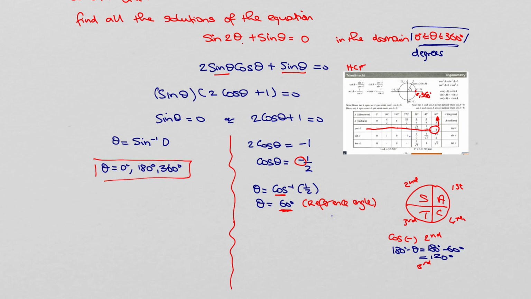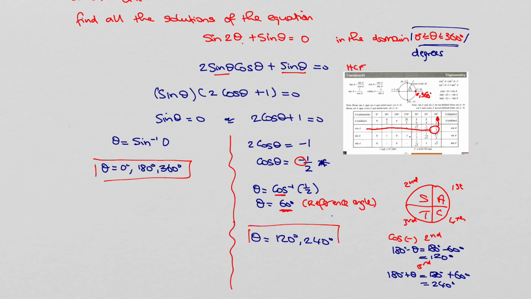And in the third quadrant, the rule is 180 plus theta. So 180 plus 60 equals 240 degrees. So therefore, my answer for cos inverse of minus a half is in fact 120 degrees and 240 degrees. So I do not include the 60 degrees unless it was a positive ratio, but it wasn't. It was minus a half.